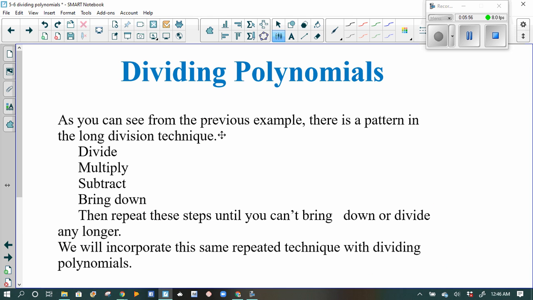So as you can see from the previous example, there is a pattern in long division. Divide, multiply, subtract, bring down. Repeat these steps until you're done.